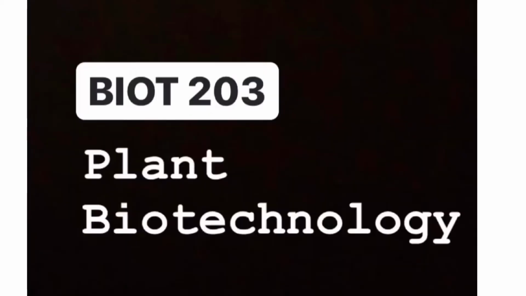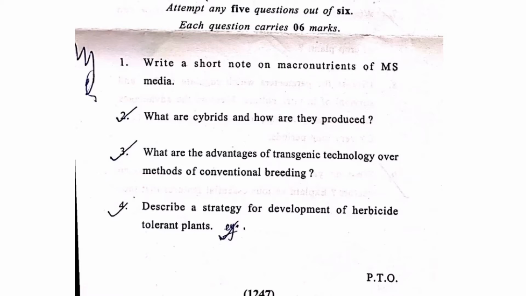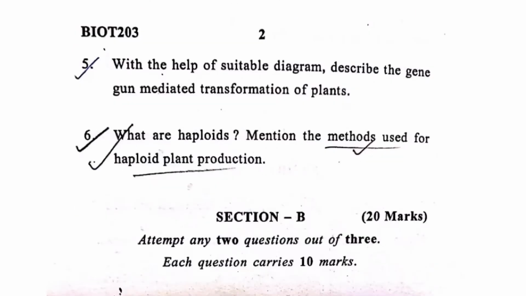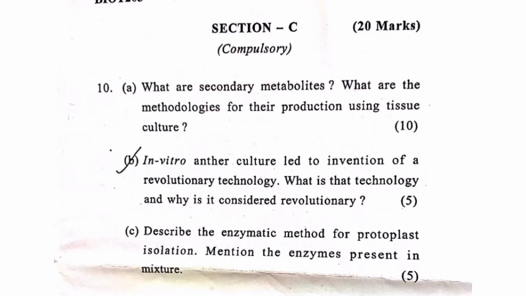Next paper is of plant biotechnology. Whenever you refer to the previous year question papers, do remember to check the course code thoroughly. The course code means that you have the same syllabus. Whenever you are done with your entire syllabus, just go through these question papers so that you know all your concepts are clear. And from my experience, many times questions are repeated, so do go through these question papers.